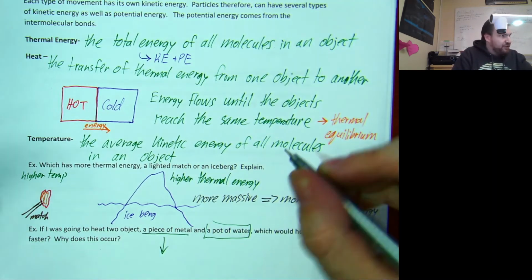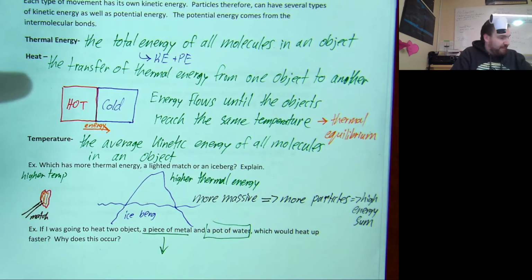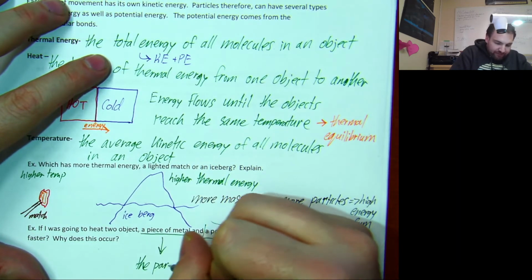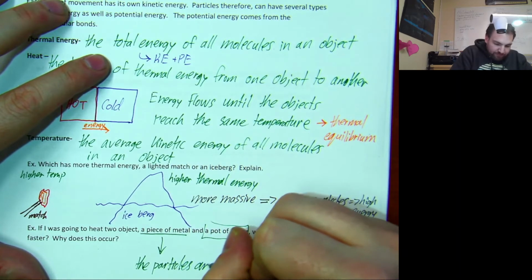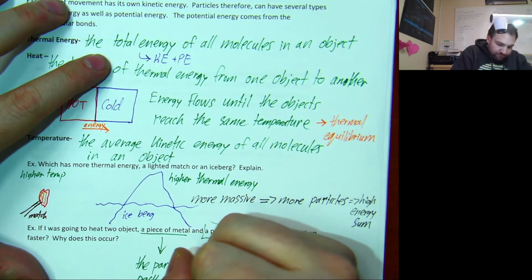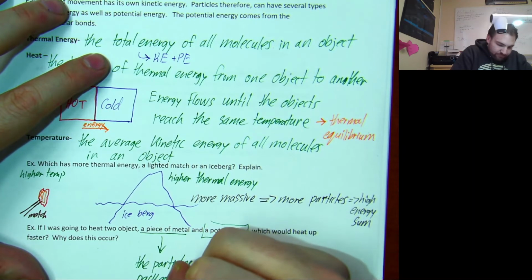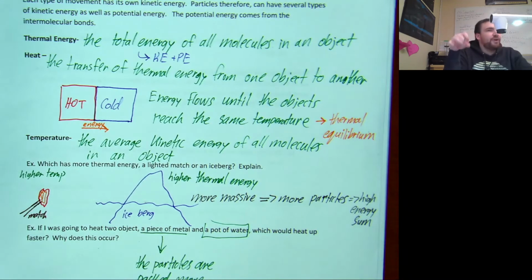In a piece of metal, we assume it is solid metal, and the particles are packed more tightly. Because the particles are packed more tightly, they are able to transfer their energy faster, and so they are going to heat up quicker. Because what is heat? Heat is the transfer of thermal energy.